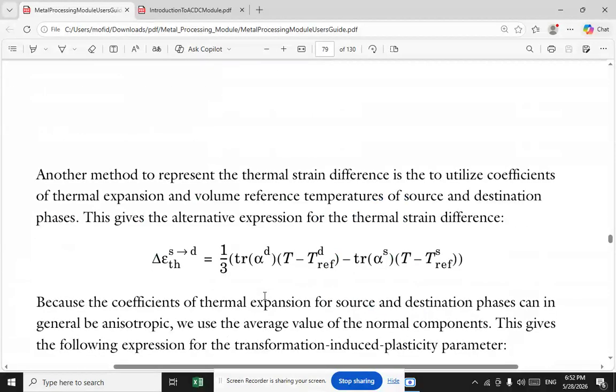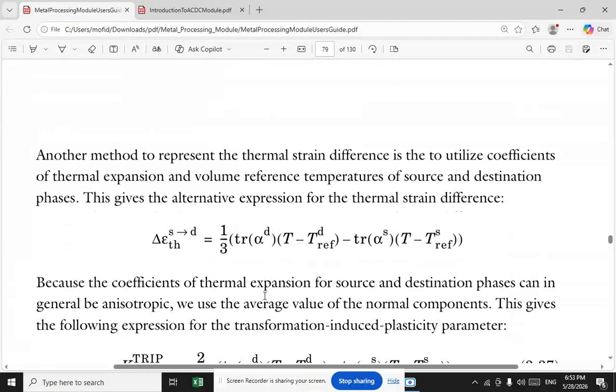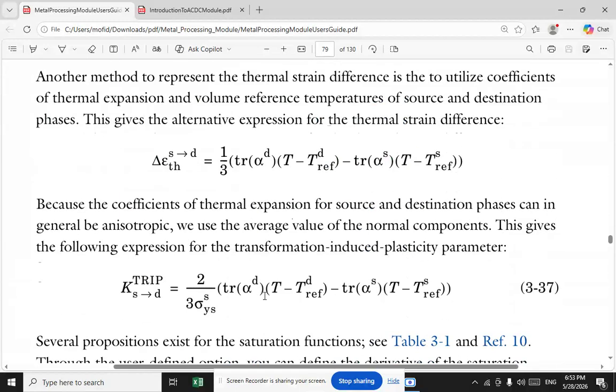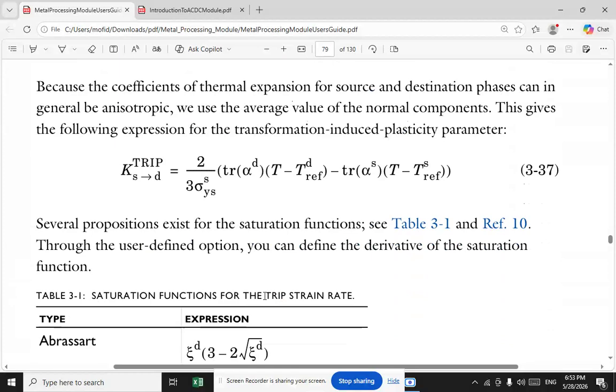Another method to represent the thermal strain difference is to utilize coefficients of thermal expansion and volume reference temperatures of the source and destination phases. This gives the alternative expression for the thermal strain difference. Because the coefficient of thermal expansion for the source and destination phases can in general be anisotropic, we use the average value of the normal components. This gives the following expression for the transformation-induced plasticity parameter.